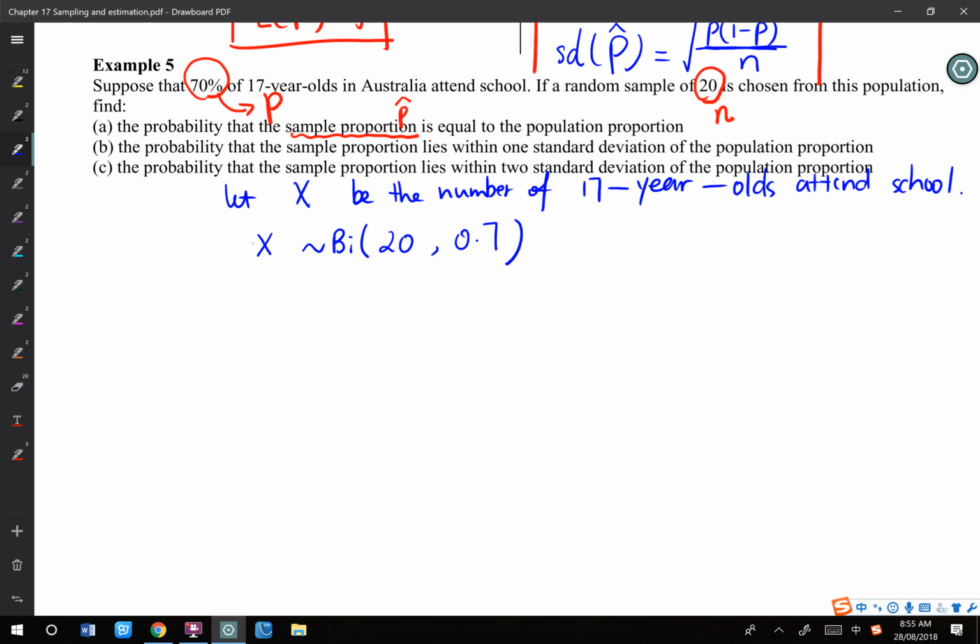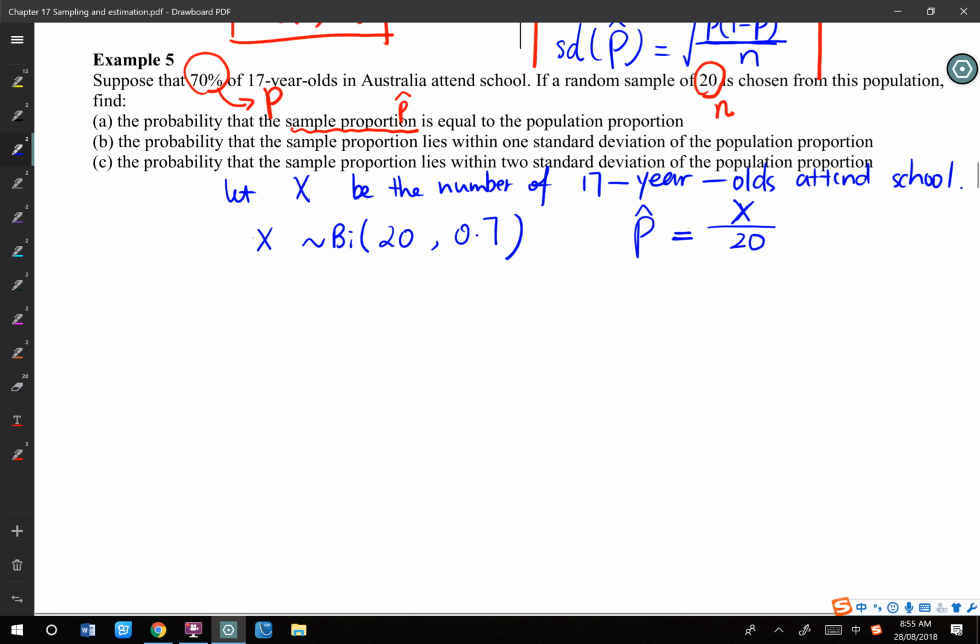All right. What's your p hat in this question? P hat will equal to what? P hat can't be 0.7. It's an equation, not a value. Something divided by something. X divided by 20. Your X is a changing number. X can be 1 student attending school, no students, 20 students, 15 students attending school. So X over 20 will be the proportion of 17-year-olds attending school in that sample, in a particular sample.